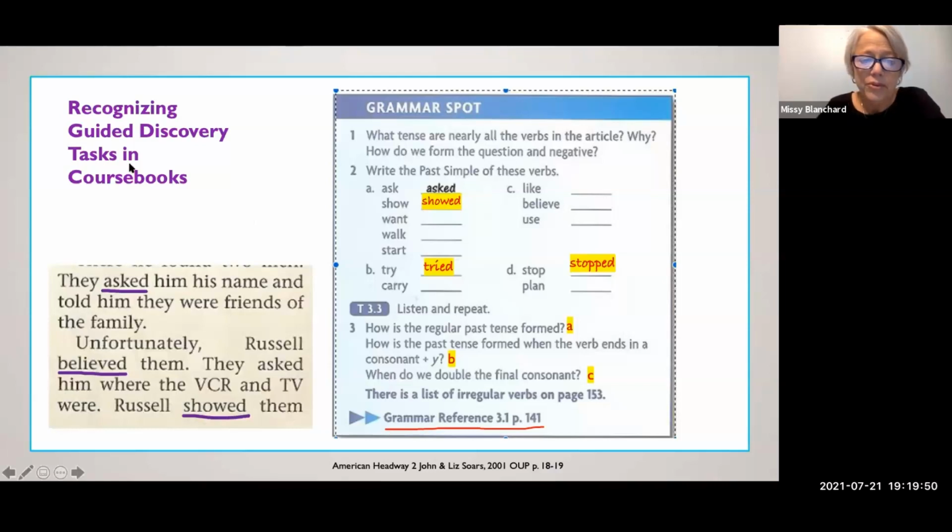So it gave us an opportunity to see not only the three that I've underlined, but the text is filled with simple past tense, both regular and irregular verbs. So in our activities, we can find all the answers in the text, and then we can find the answers to the questions below by looking back at what we filled in this task. So we can see, how is the regular past tense formed? If we look at the examples in this section, we can say, oh, it's ED. That's how we form that, and so forth.